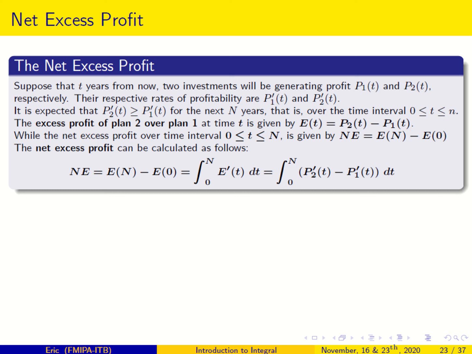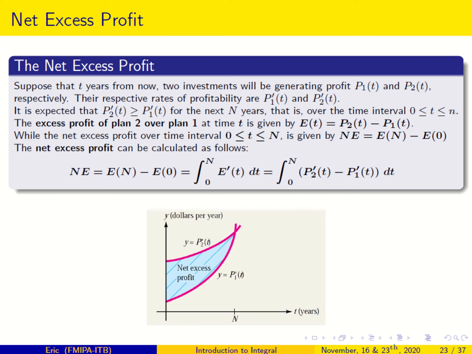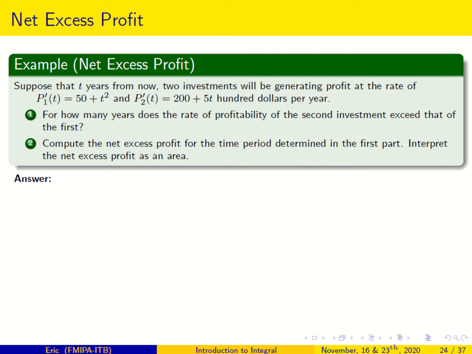So let's look at an example. This is P2 prime, P1 prime, from 0 to n, so we are calculating this area. This is the net excess profit. It is given by the rate of profitability of the first investment, which is 50 plus t squared, and the second investment is this. Don't forget $100 per year, P2 prime, the rate of change of profit with respect to time.